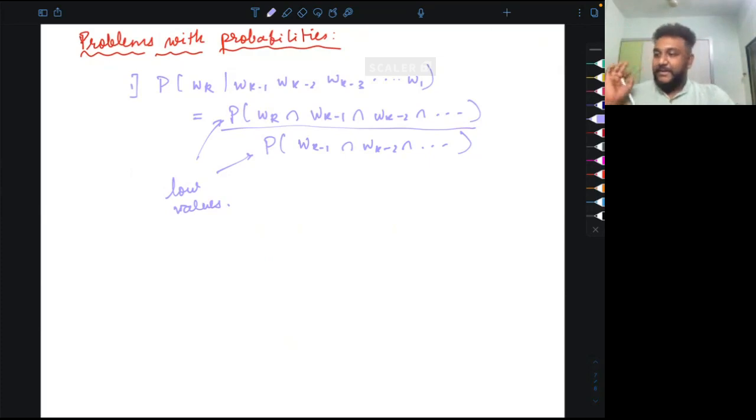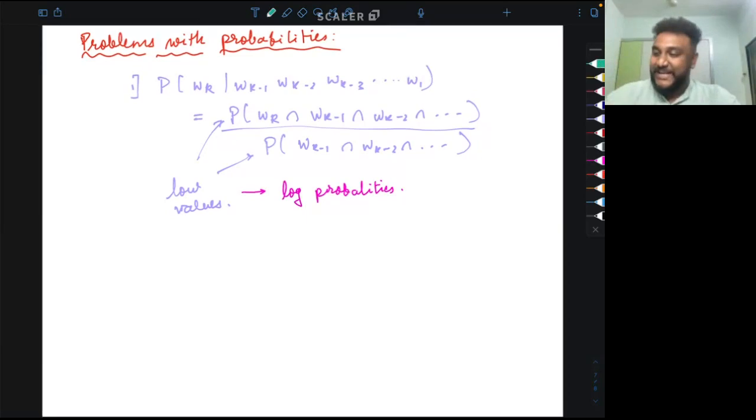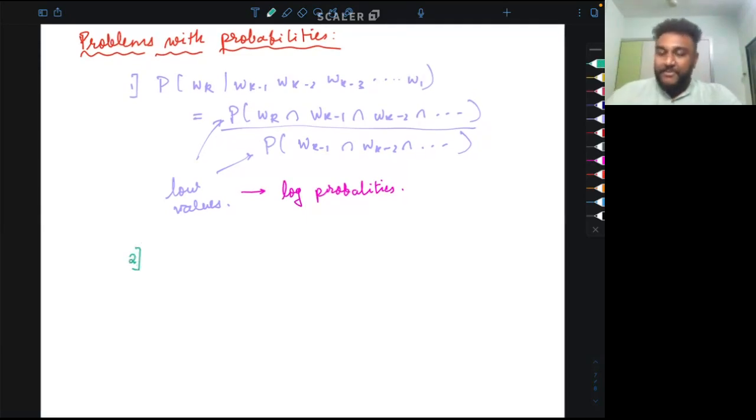Okay. How do we fix this problem? How have we fixed this problem in the past? In naive Bayes, we can take the log. So the solution for this is to take log probabilities and work with log probabilities. Now let us come to the second problem which Anil has so nicely mentioned. The second problem is this.